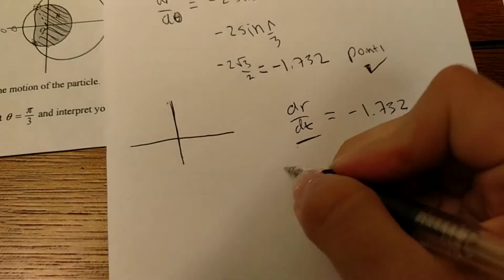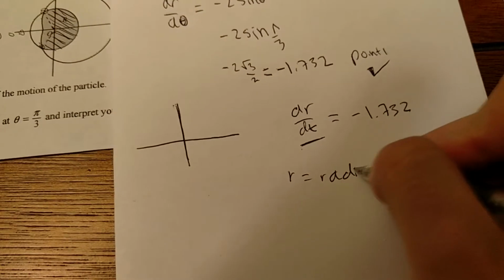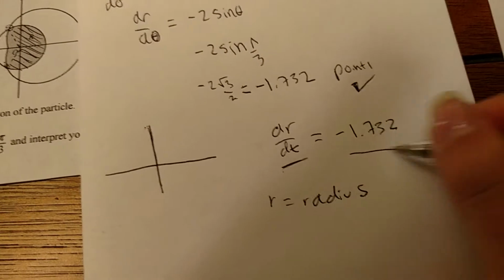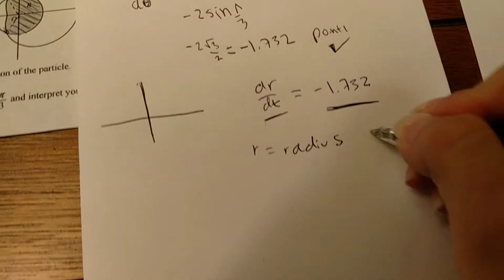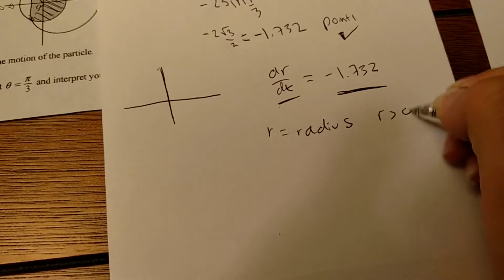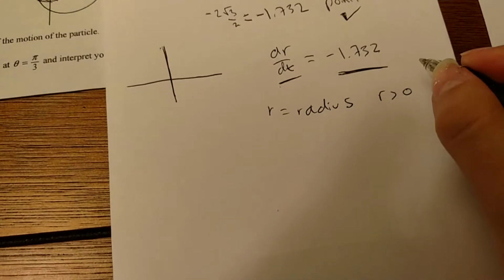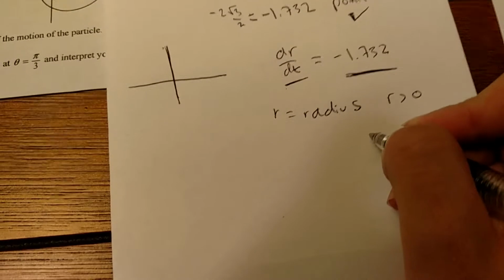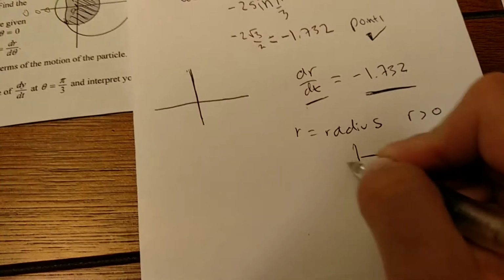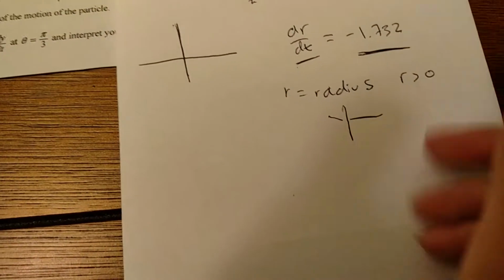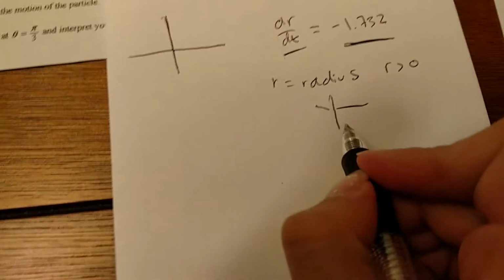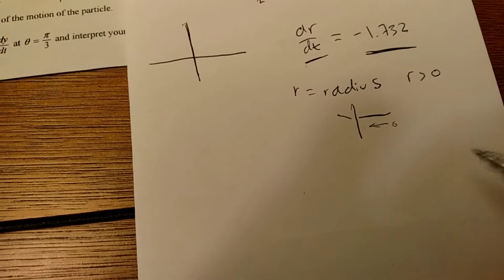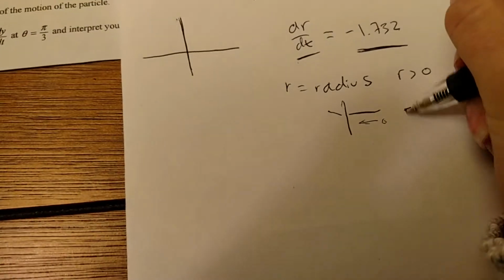r in this equation is your radius of a circle. And if the rate at which the radius is changing is a negative number, and r is positive in itself, greater than 0, you know that your radius is actually decreasing. And if the radius decreases in relation to the origin, it's getting smaller, so the particle is actually moving closer to the origin in this case. And that interpretation gives you your second point.